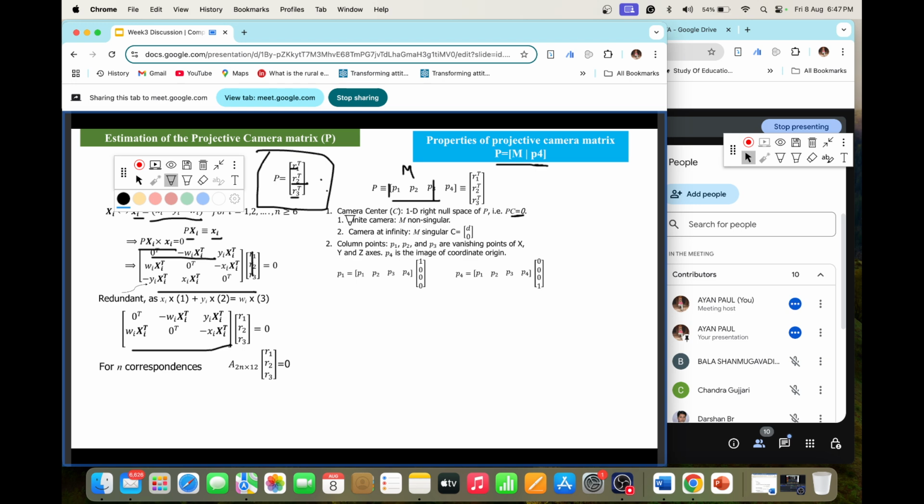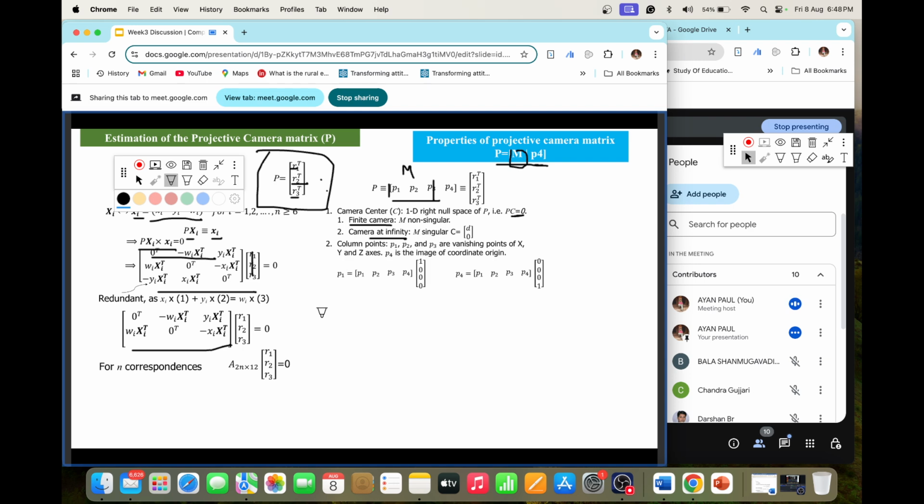Okay, so in that case, we can understand that our camera center is at a finite point. If our M matrix is coming 0, in that case our camera center will be at infinity, or our camera will be at infinity. So this is the logic regarding camera center. Okay, this is the second thing about vanishing points.